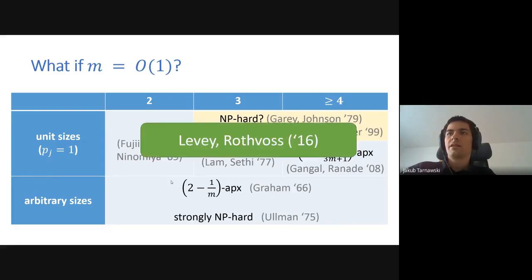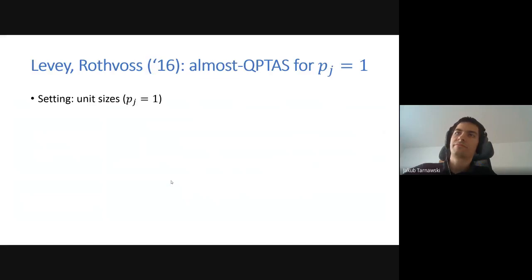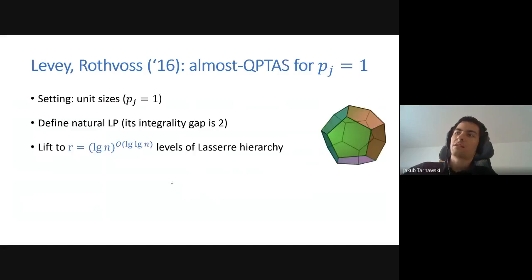Okay, so then there was a breakthrough result by Levey and Rothvoss in 2016 for the unit size case. So they gave an almost quasi-polynomial time approximation scheme. So this almost QPTAS is the following. Again, the setting is unit sizes, so the processing time of every job is 1. They used a natural LP. So there is a natural LP for the problem.